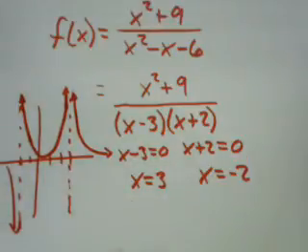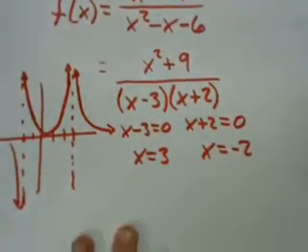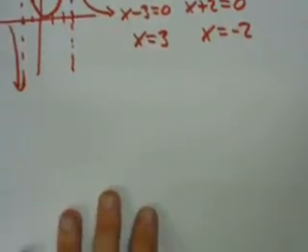Alright, so that's for that equation. We'd say the vertical asymptotes are x equals 3 and x equals negative 2. Just remember that you need the x equals. It is an equation. It is a line, technically.